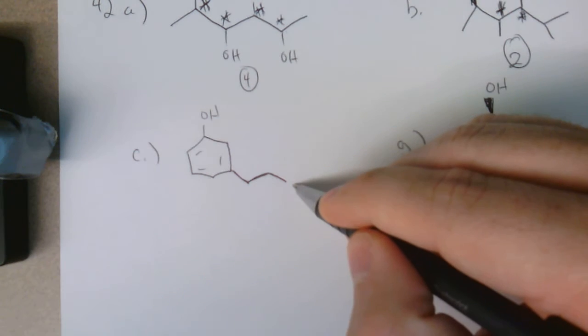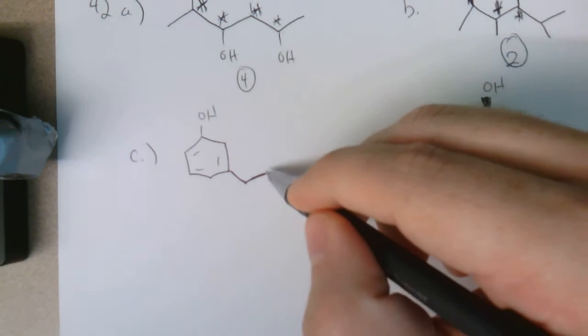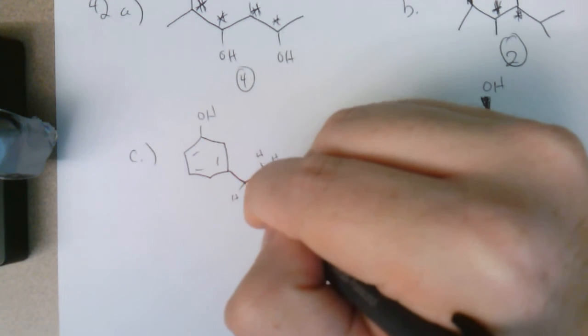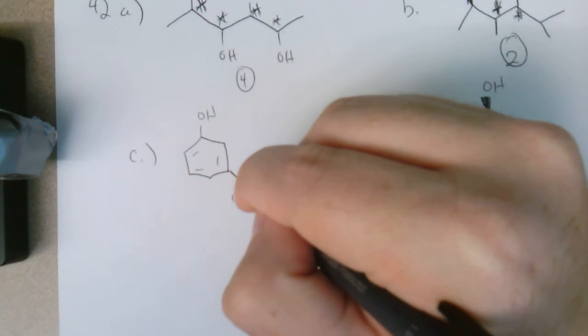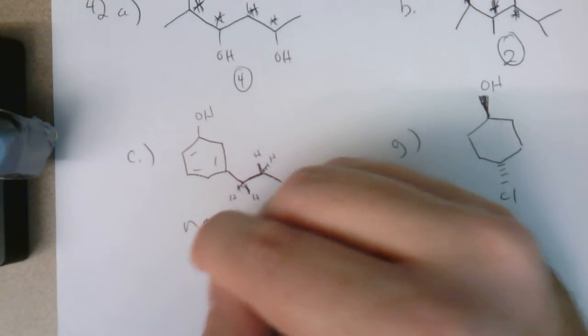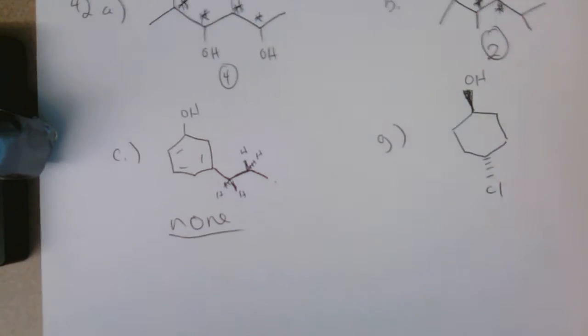So this is a CH3. That's definitely not 4 unique groups attached. This one also has 2 H's, right? And this one has 2 H's as well. So none of these carbons are chiral. So this has none, no chiral carbons.